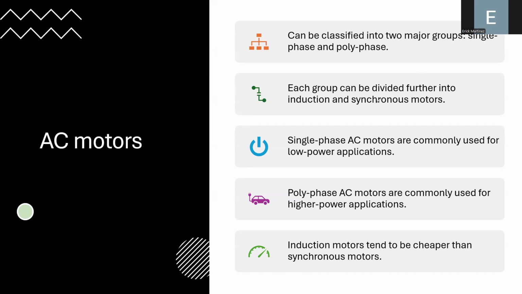Also we can classify AC motors into induction, also called asynchronous motors, and synchronous motors. And these induction and synchronous motors can be further classified into single phase and polyphase. Typically, we use single phase AC motors for low power applications, and polyphase motors are used for high power applications. And in general, we can say that induction motors tend to be cheaper compared to synchronous motors.